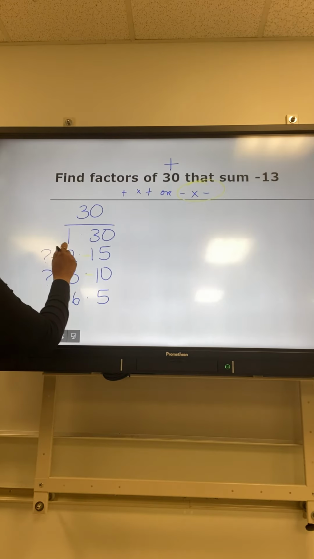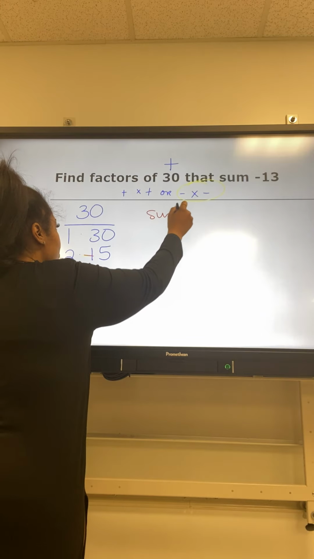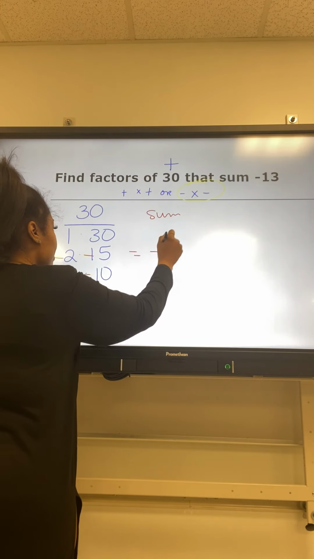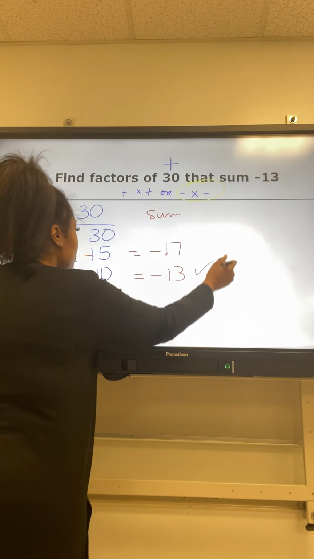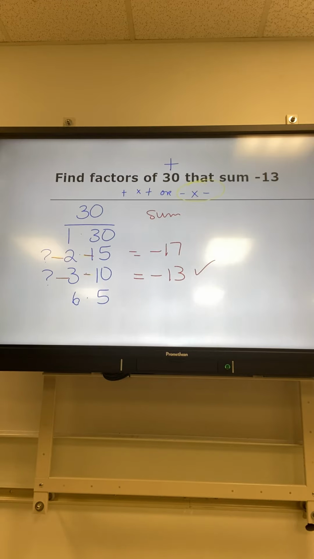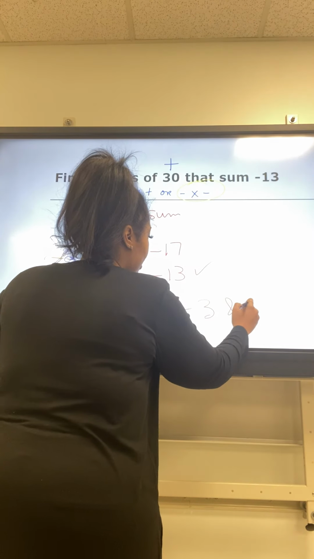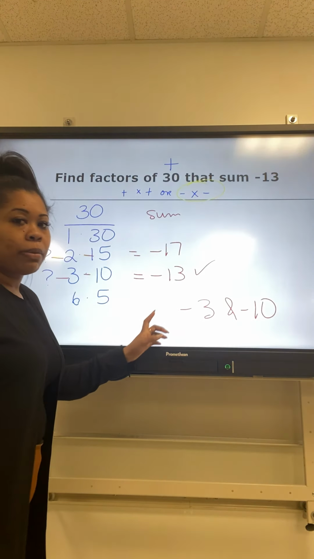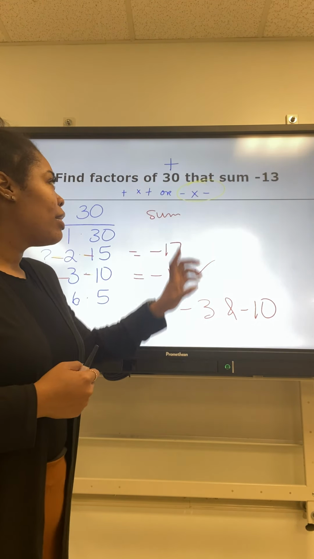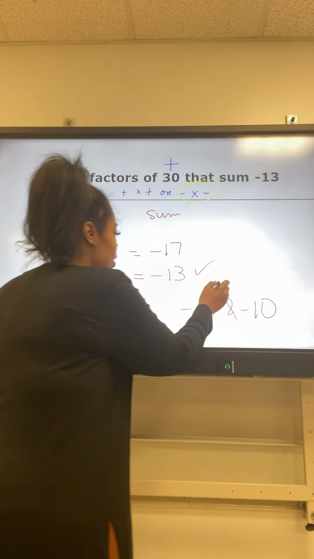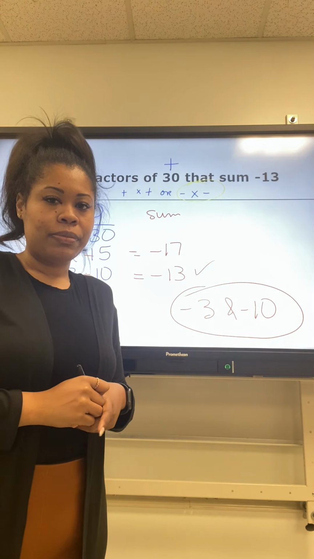All right, so if I put negatives here, and then I sum these, the sum here is going to be negative 17, and here it's going to be negative 13. So this is the pair that I would be looking for. So my factors and sums, or the numbers that will work, are -3 and -10. When I multiply these two numbers together, they're going to give me a +30, but when I add them together, they're going to give me -13. So this would be the combination that I will be looking for, -3 and -10, okay?